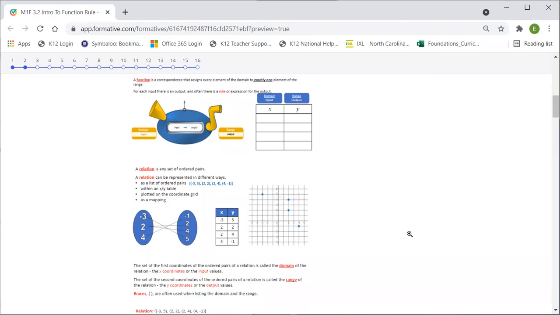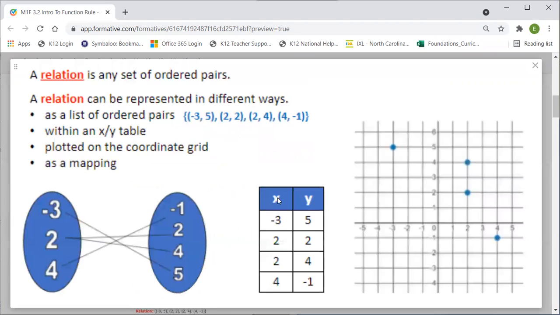A relation is any set of ordered pairs. So you can make up any random coordinate pairs, and that's just a relationship, meaning that I have an x and a y. A relation can be represented in different ways. A list of ordered pairs, so you see here, all of those are listed out. You can represent it as an x and y table. You could represent it as a coordinate grid, so they graphed all of these points. And then you can also represent it as a mapping.